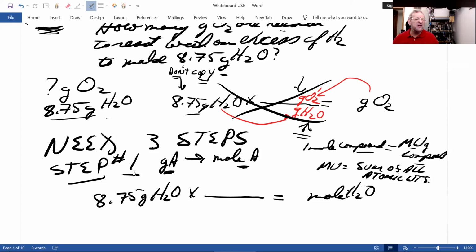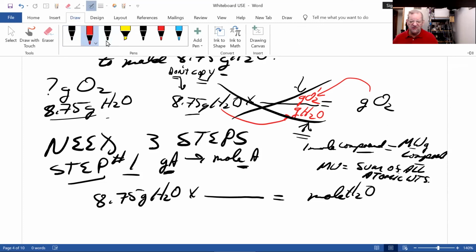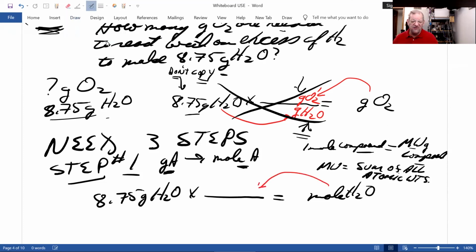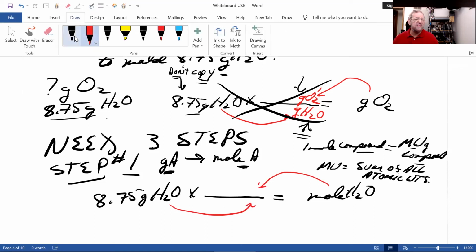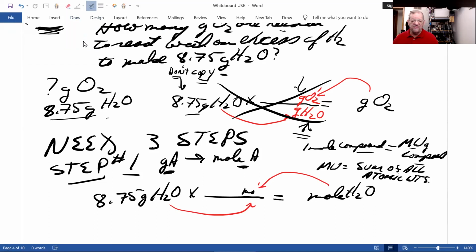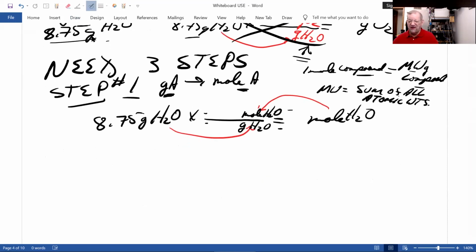Now I can use my good buddy unit analysis. Whatever I'm trying to get to goes on top. Whatever I'm trying to get rid of goes underneath. Moles of water here and grams of water here. And where do I get these numbers? 1 mole of water equals its molecular weight. Oh no, you've got to figure that out. How do you do molecular weight of water? You look at the periodic table. It has 2 hydrogen, 1 oxygen.